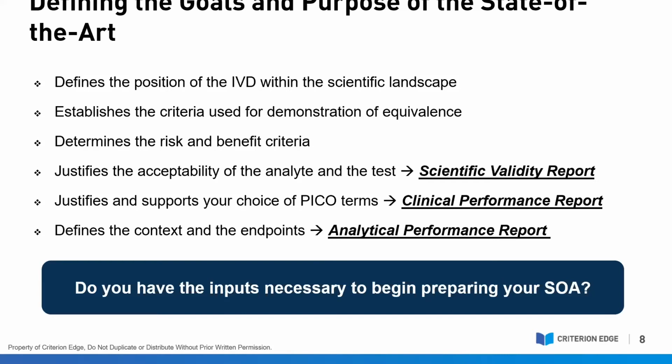If these objectives are not supported within the state-of-the-art section in the SVR, your reports may start to feel disjointed rather than independent yet complementary pieces that they're intended to be. So now let's discuss the systematic literature review process and how you actually go about acquiring published data to support your state-of-the-art.